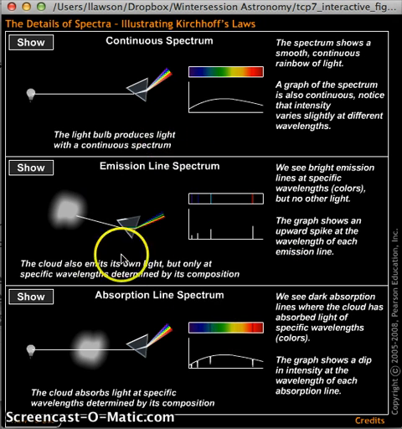So those are the very general explanations of how the three different types of spectra are formed, and we call these Kirchoff's laws.